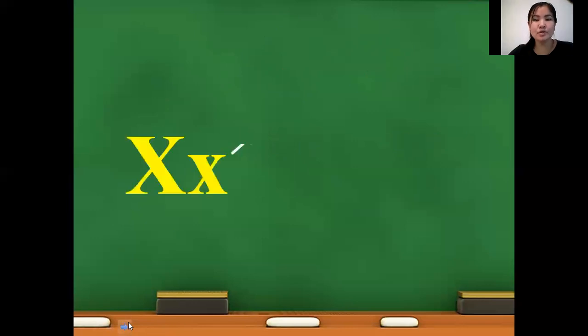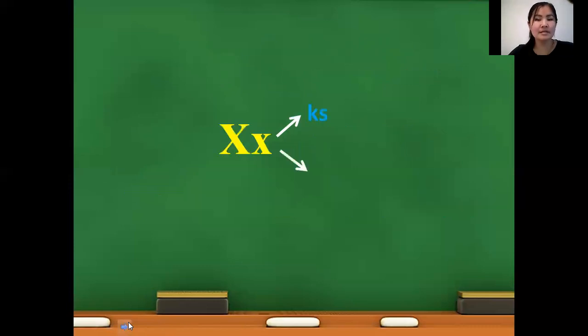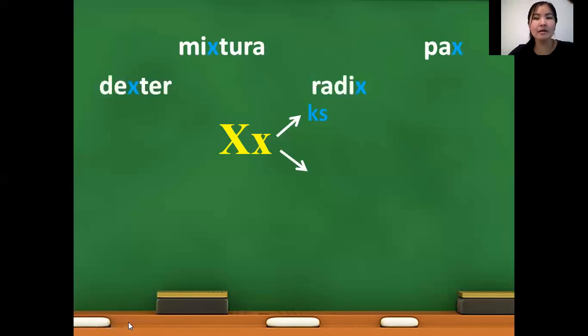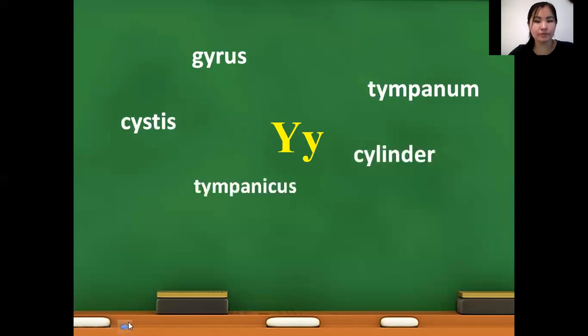X produces sound ks, and when between two vowels, gz, softer. X: mixtura, pax, dexter, radix. Gz: maxilla, plexus, axis, maximum. Y produces sound I: gyrus, tympanum, cystis, cylinder, tympanicus, dactylus, pyramis.